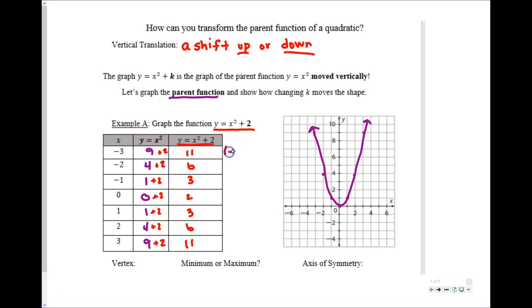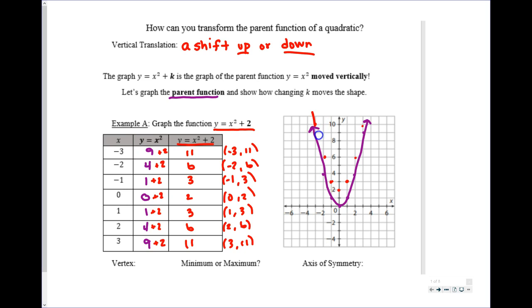So here are my new coordinates: negative 3, 11, negative 2, 6, negative 1, 3, 0, 2, 1, 3, 2, 6, and 3, 11. So let's graph these points. Negative 3, 11 is right here. Negative 2, 6 is here. Negative 1, 3 is here. 0, oh, sorry, that's not 3, that's 2. There's 3. 0, 2, 1, 3, 2, 6, and 3, 11.